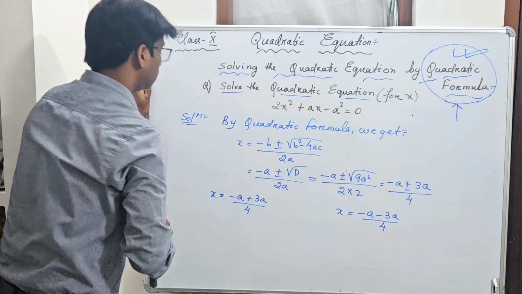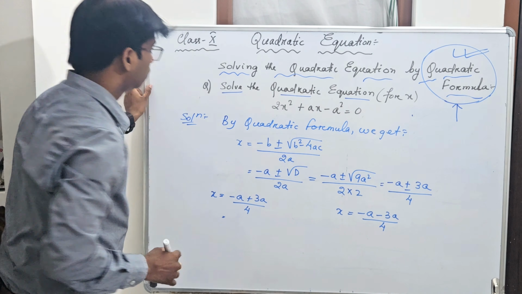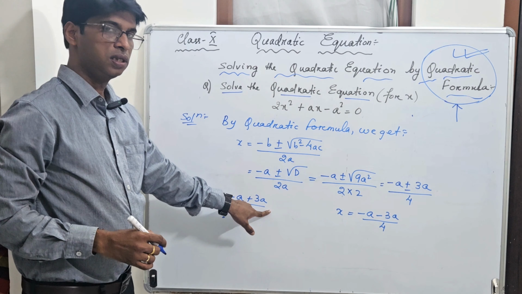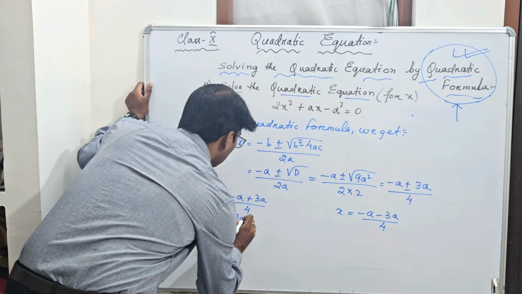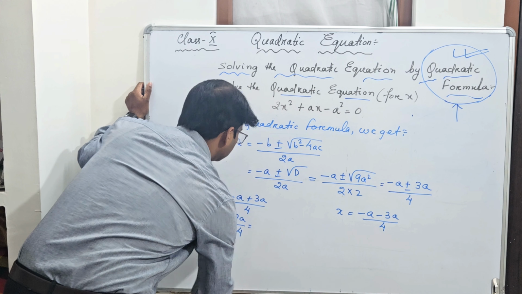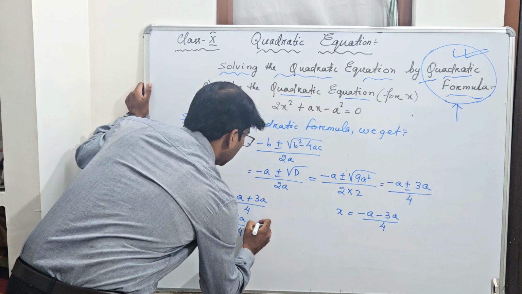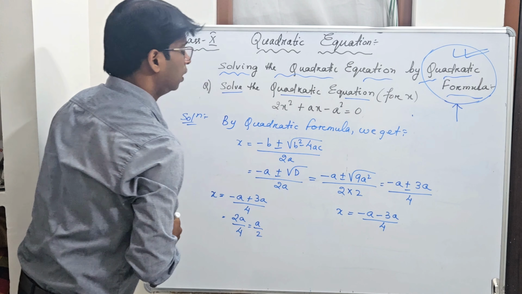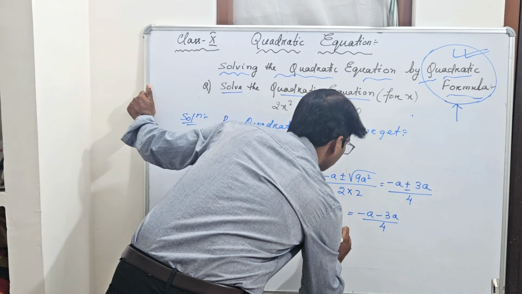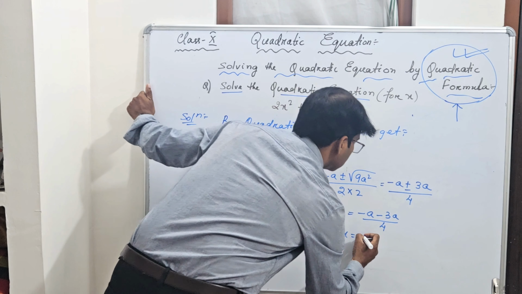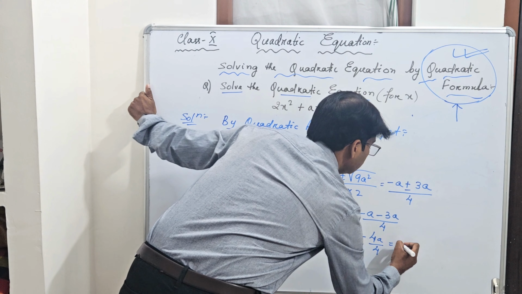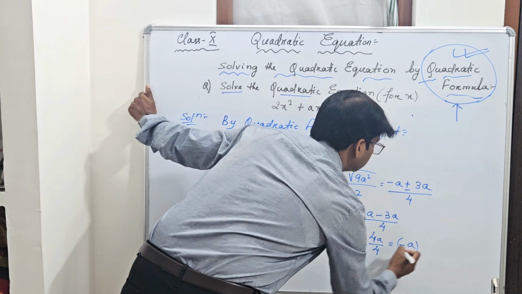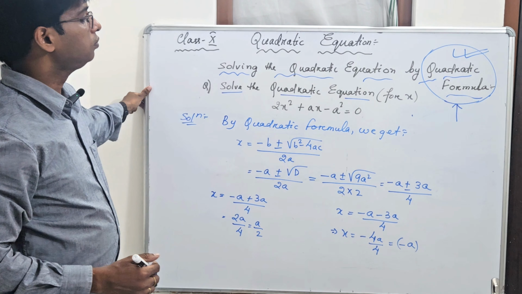So let us solve this. So this is how much? Minus a plus 3a is how much? Plus 2a, so 2a by 4. And if you simplify, it will be how much? A by 2. And here if you simplify, this implies x is equal to how much? It is minus 4a by 4, and answer will be simply minus a, isn't it?